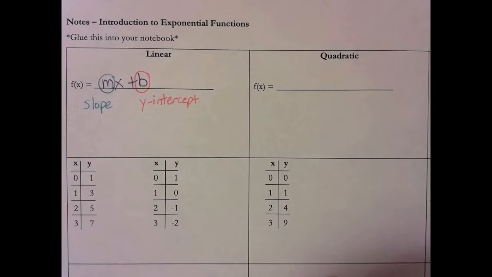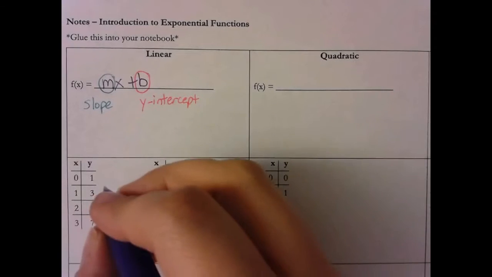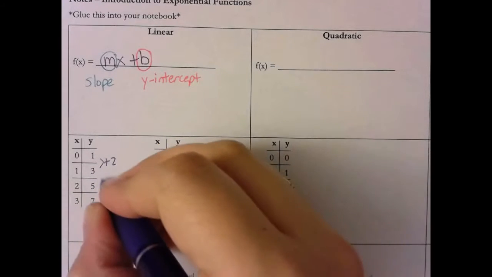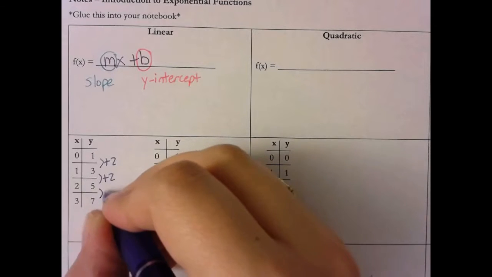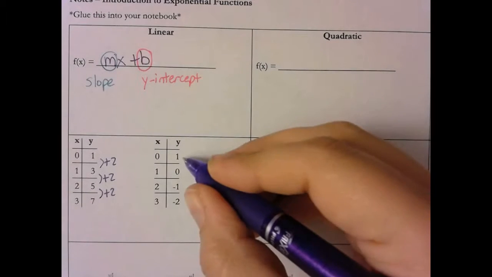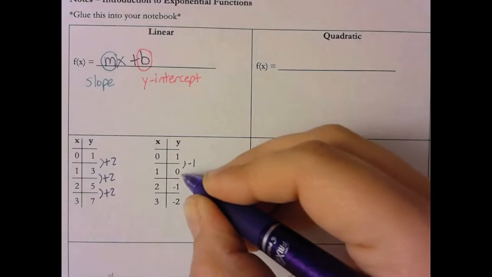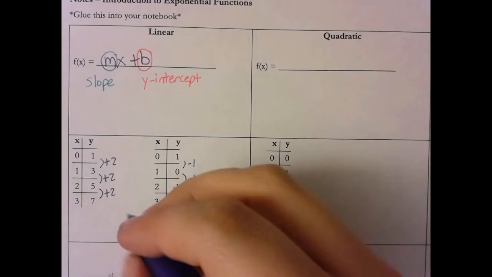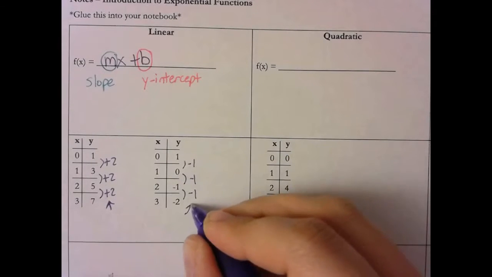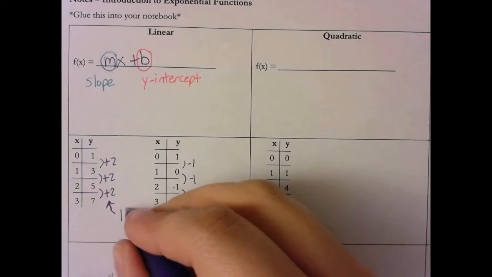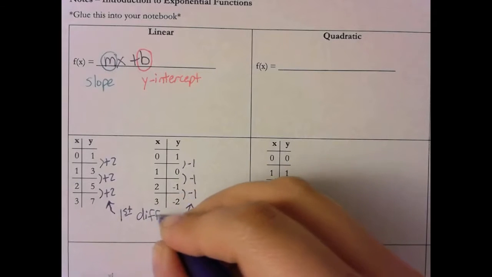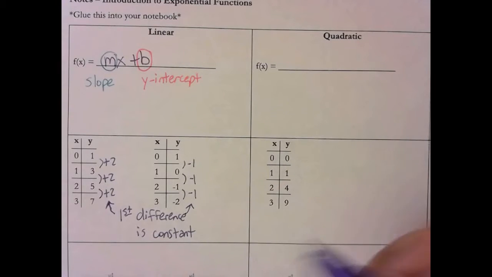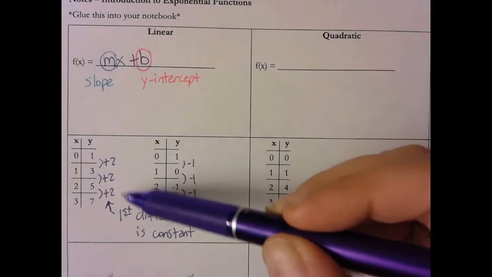Alright, for a chart, you can tell it's linear by looking at the first set of differences. So for example, looking at your y's, going from 1 to 3, we add 2. 3 to 5, add 2. 5 to 7, add 2. Or over here, to go from 1 to 0, you subtract 1. 0 to negative 1, subtract 1. Negative 1 to negative 2, subtract 1. So we call this the first difference, or the first set of differences, and it's constant. Constant meaning we have the same number each time.